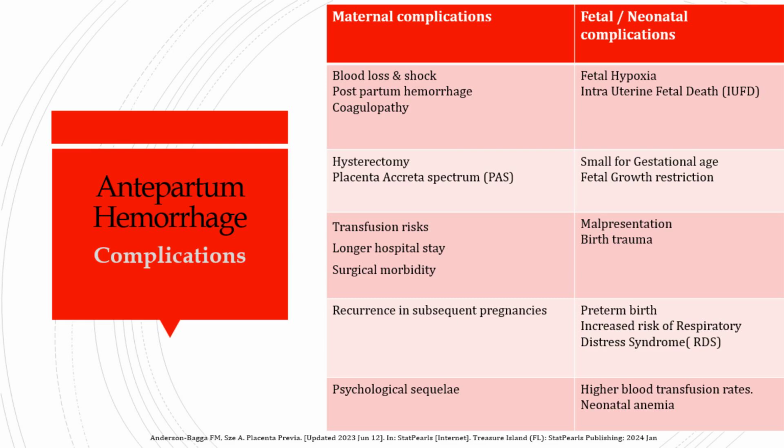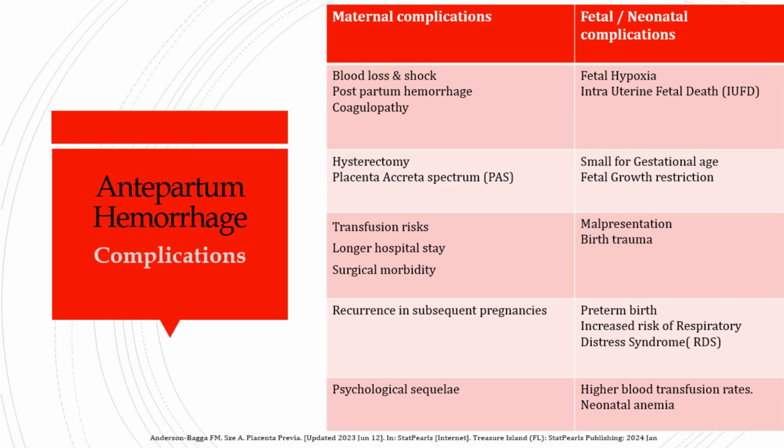Most of the complications occur in almost all causes of antepartum hemorrhage, though some are directly linked to specific causes. A large amount of bleeding can lead to hypovolemic shock in the mother. If there is placental abruption, she is at increased risk of disseminated intravascular coagulopathy. When there is placenta previa, the mother is at increased risk of placenta accreta and possible need for hysterectomy. There are risks associated with blood transfusion.